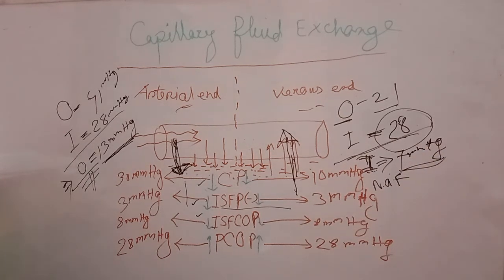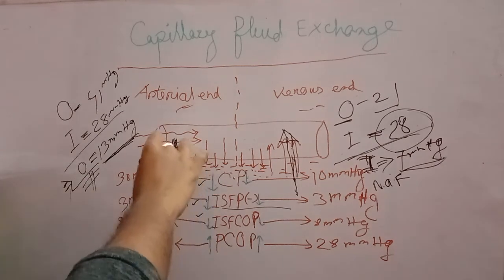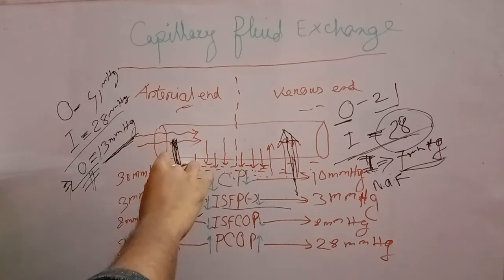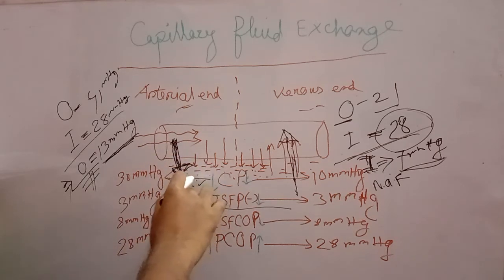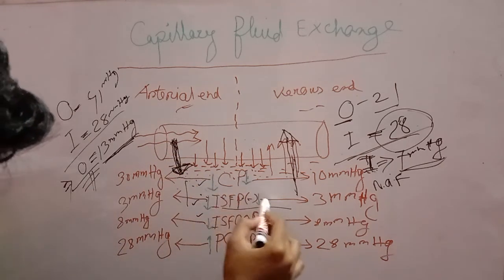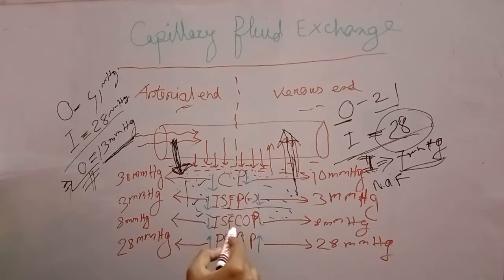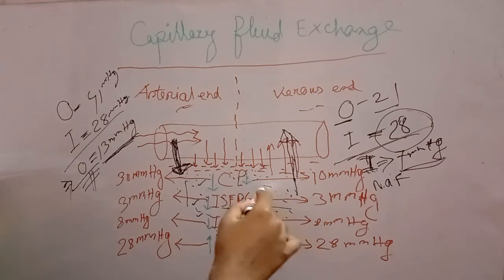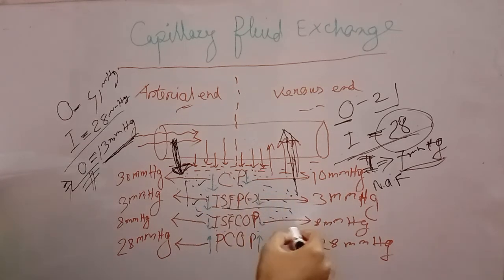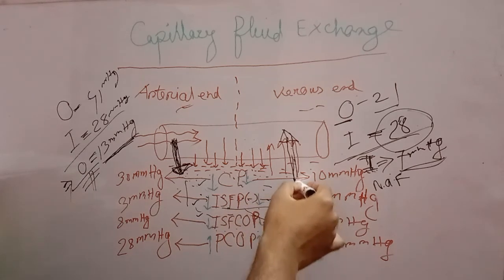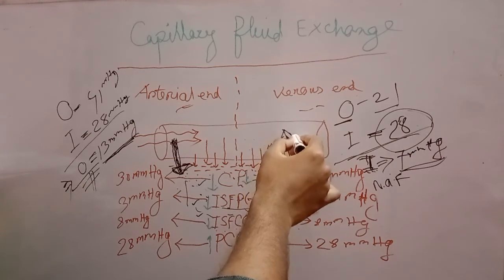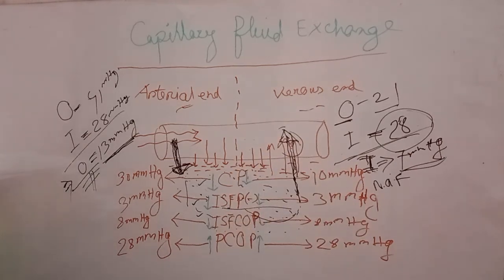So in this mechanism we see that at the arterial end the fluid is moved outward, and this fluid that is moved outwards goes through some organs, and some fluid also drains through lymphatics into the blood, and eventually the fluid is absorbed at the venous end of the capillary. And this is the mechanism of capillary fluid exchange.